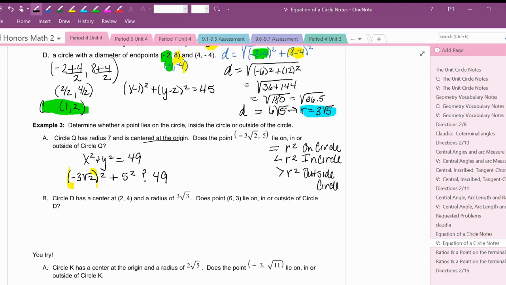calculator correctly, or that you do it by hand. So I'd have -3√2 times negative 3√2 plus 25. How does that compare to 49? A negative and a negative would be a positive. So I have 9 times 2 plus 25. How does that compare to 49? Well, this is 18 plus 25. 5 and 8 is 13, 2, 3. 43 is less than 49. So this point is inside the circle.